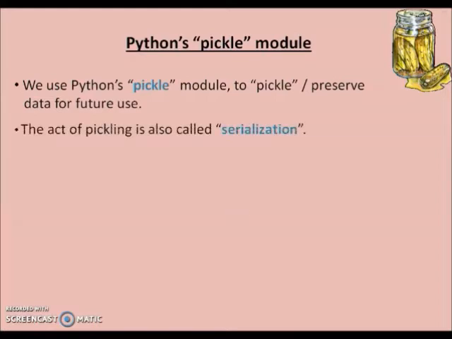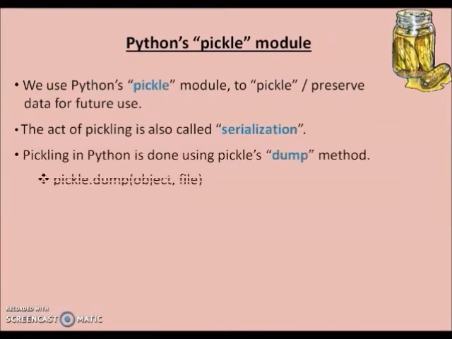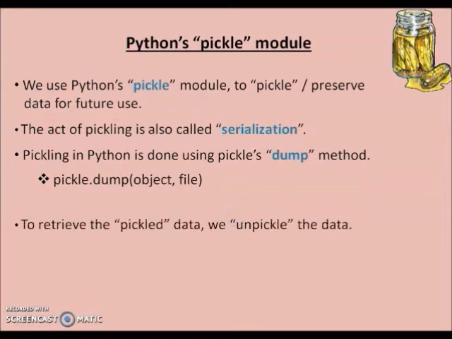The act of pickling is also called serialization, and this job of serialization is done using the pickle module's dump method. The syntax of the dump method is it takes two parameters. The first is the object to be written, and the second is the file onto which it has to be written. The opposite of pickling is unpickling.